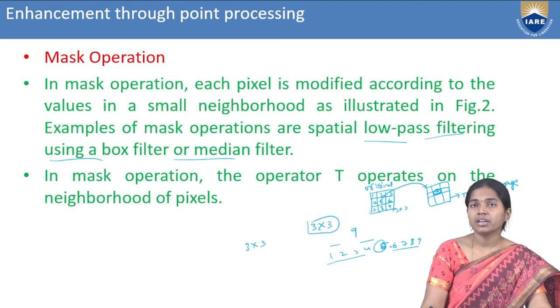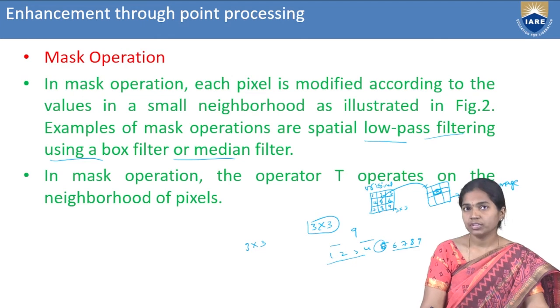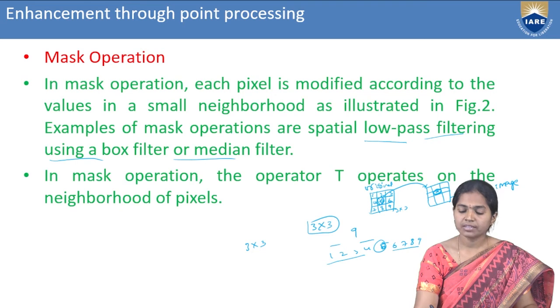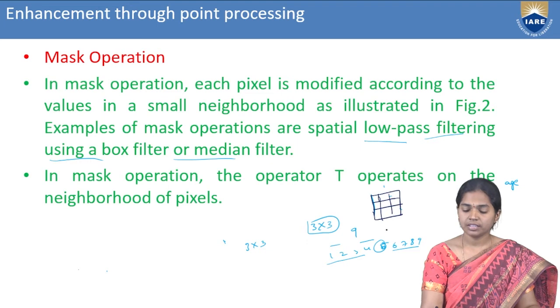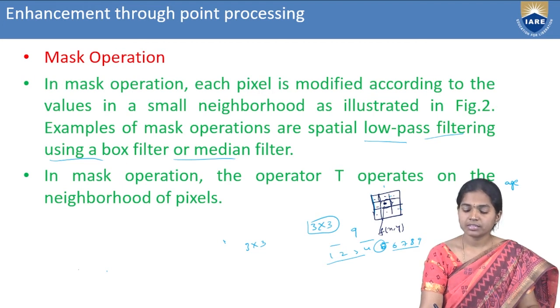So we have the average filter and the median filter. Depending on our requirement, we use any one of the filters. In mask operation, the operator T operates on the neighborhood of pixels. For example, consider this pixel only, but we need to consider neighborhood pixels also. This is my pixel, represented as f of x comma y. When applying the mask on this image, we need to consider these pixel values also.